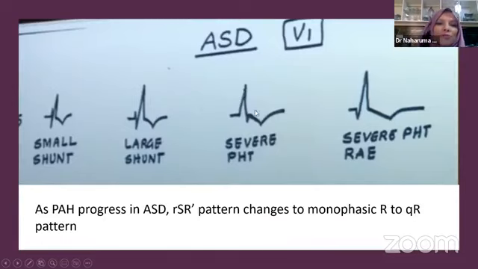And now this is monophasic with a strain pattern. This is severe pulmonary hypertension. And now this is a QR pattern with strain along with right atrial enlargement. This is most probably inoperable.